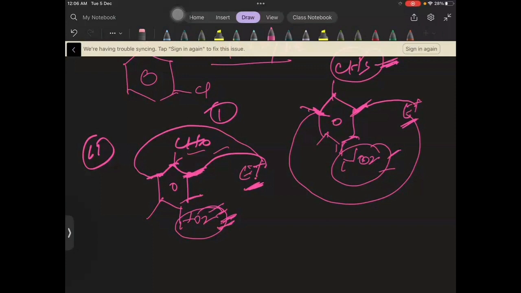Now you can ask one question: sir, suppose this position is occupied, some group is attached here. Then obviously the electrophile will attach on these positions. Done.